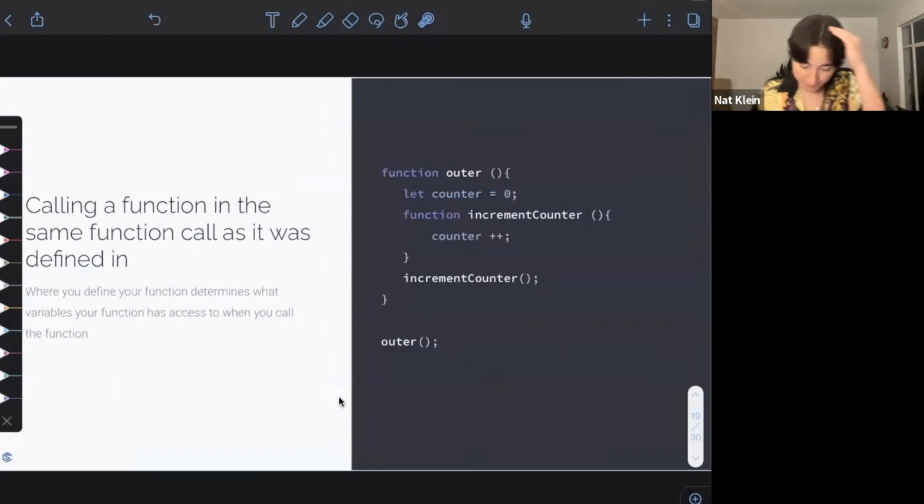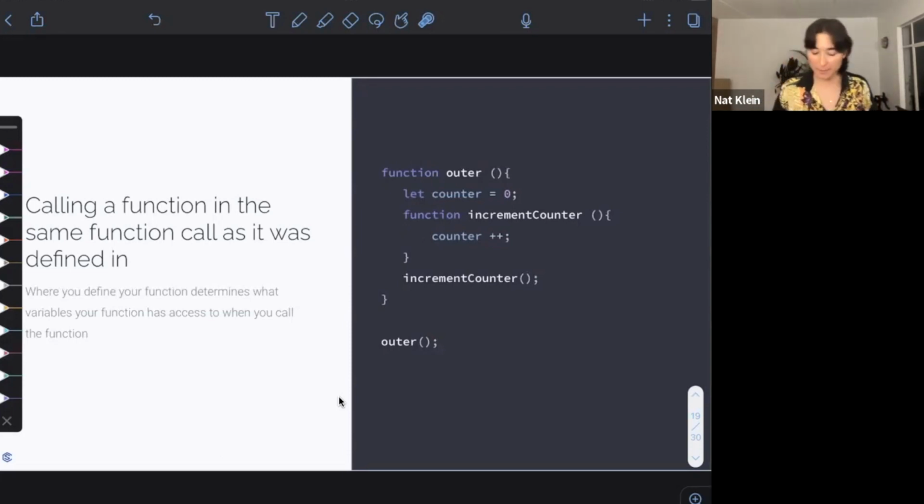Okay, so we have one more diagram. Oh, Sherry, do you have a question? All right, if you have a question, raise your hand again, Sherry.